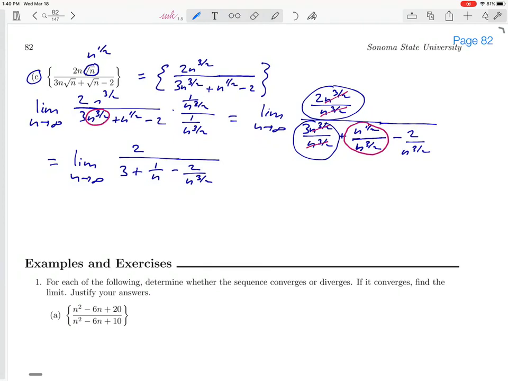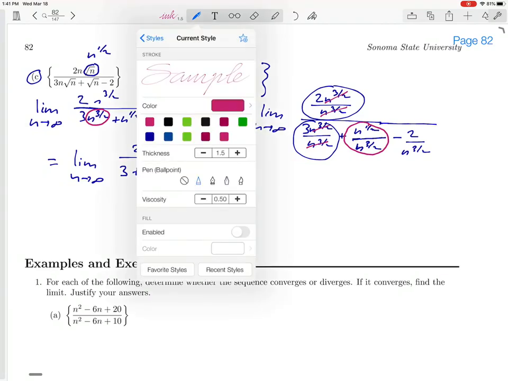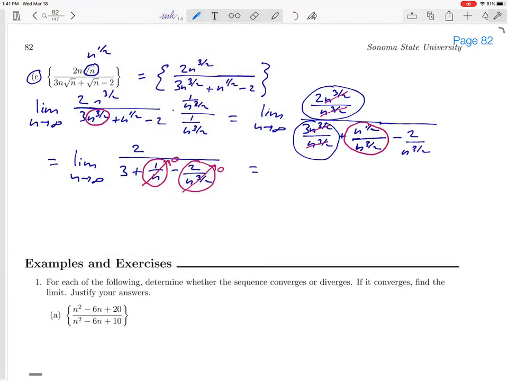Notice something interesting happens with the fractions that are left over, which I'm going to circle: 1 over n and 2 over n to the 3/2. Both of those fractions are going to go to 0 as n goes to infinity, which might illustrate the point for dividing by the dominant power in the first place. So what that means is that when we take this limit, all that's really left is the 2 and the 3 in the top and the bottom, nothing else. And therefore, we can see what the value of our limit is. We wind up with 2/3, and so we have just shown that this sequence converges to that number.